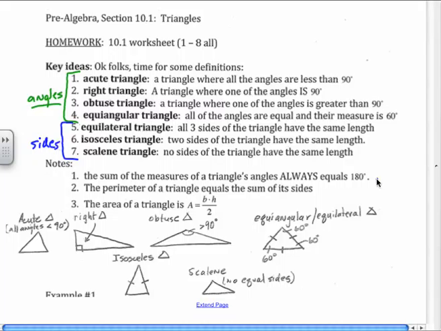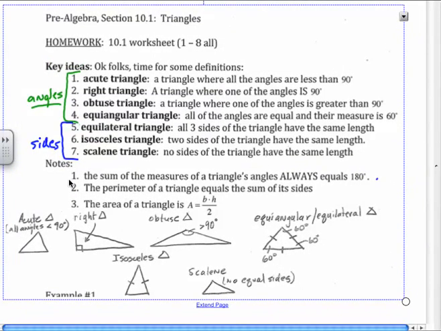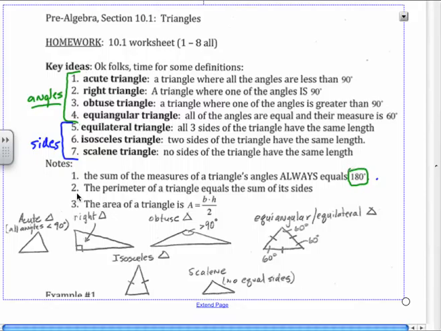But the first thing I want to talk about is this stuff right here. Let's look at number 1 here. It says the sum of the measures of a triangle's angles are always equal to 180. Don't forget it. You need to know it forever and ever, Ruben. 180, right? Now, second note here, the perimeter of a triangle equals the sum of its sides. So remember, perimeter is just the distance around a figure. So I just add up all the sides, and that's the perimeter.